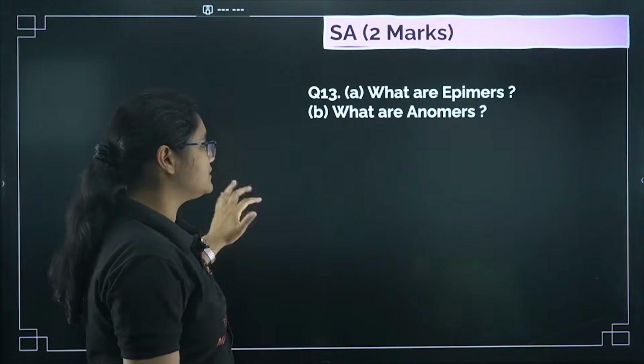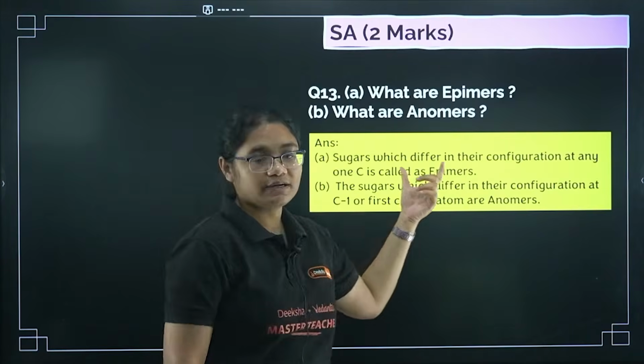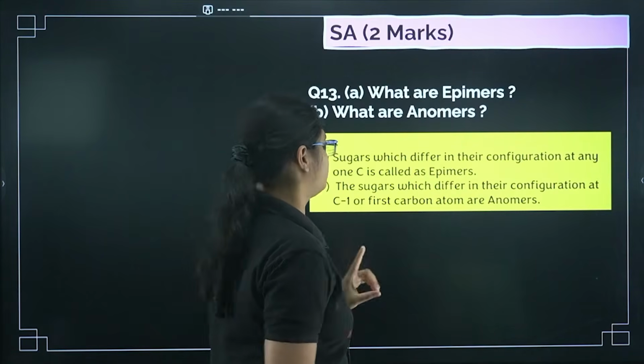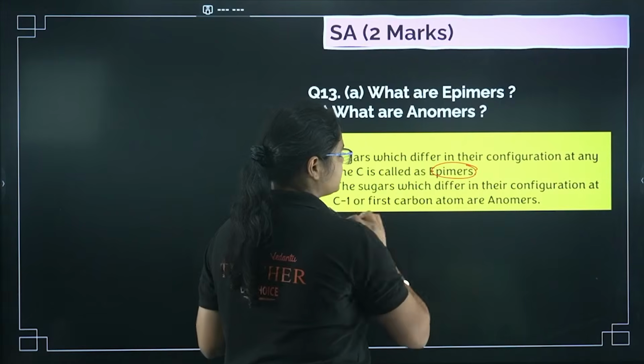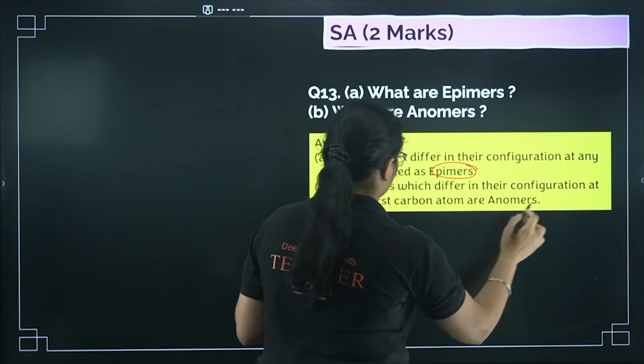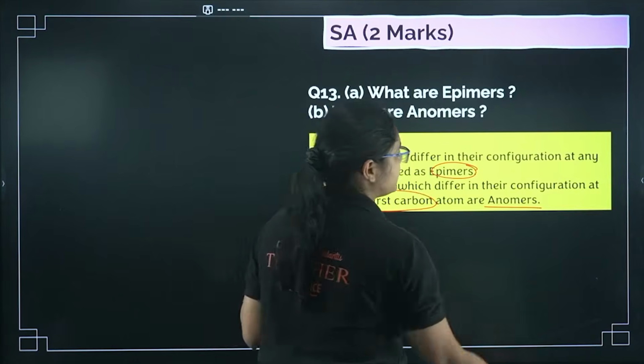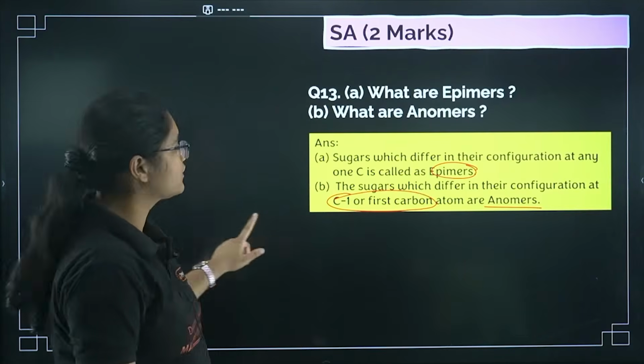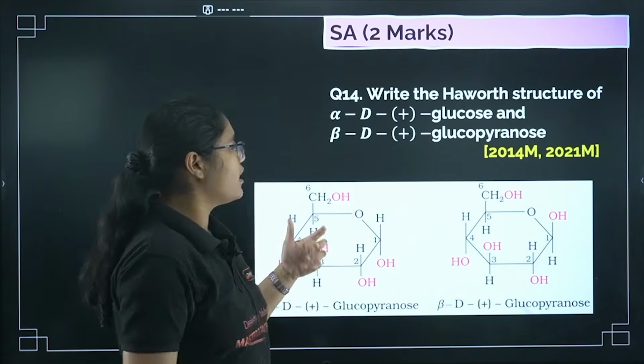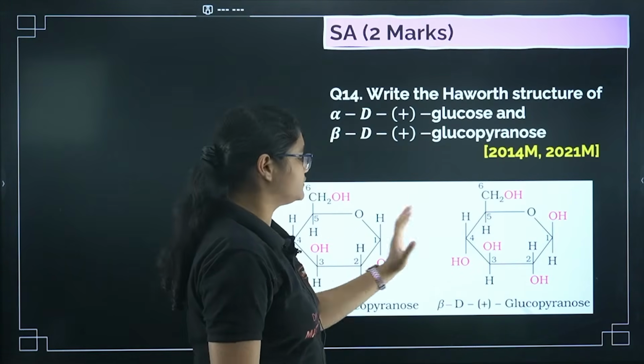Next, what are epimers and what are anomers? When the sugars differ in any one configuration, they are called epimers. If the sugars differ in their configuration at only the C1 position, or the first carbon only, then they are called anomers.